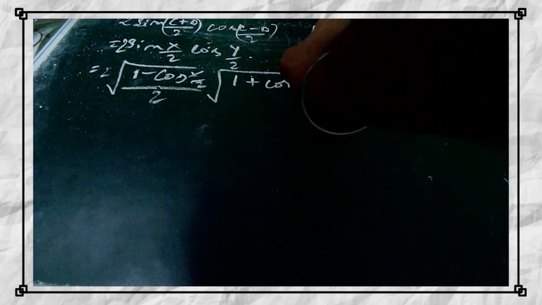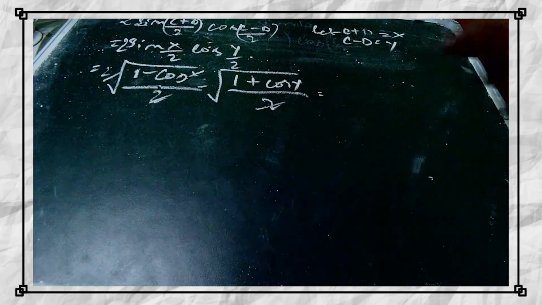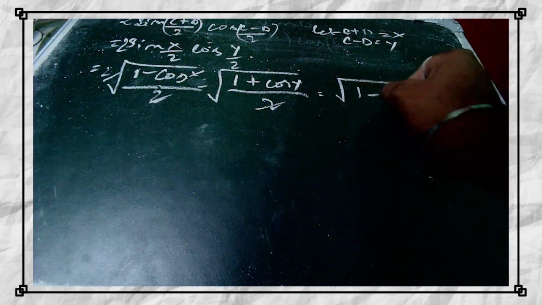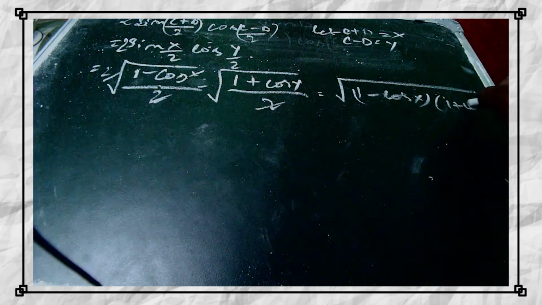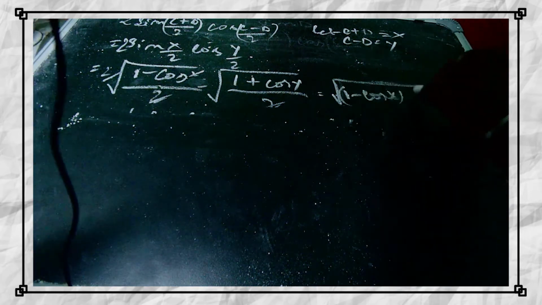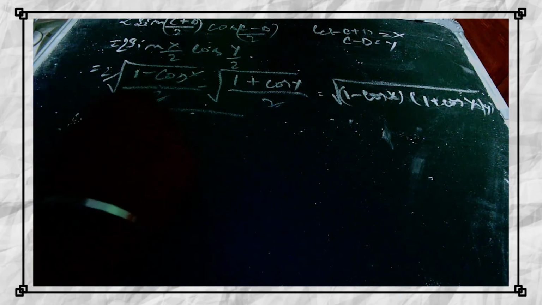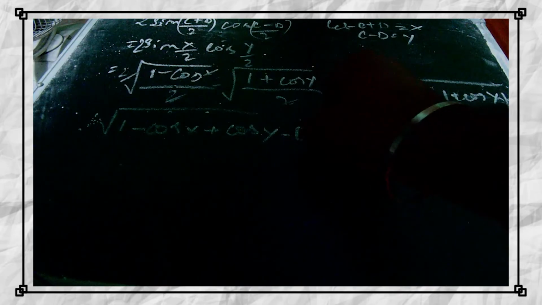The value of sine of X by 2 is root under (1 minus cos X) by 2, and the value of cos of Y by 2 is root under (1 plus cos Y) by 2. That will be 2 into root, and the 2s get cancelled, so we are left with root under 1 minus cos X into 1 plus cos Y. So after simplification, we simply get root under 1 minus cos X plus cos Y minus cos X cos Y.